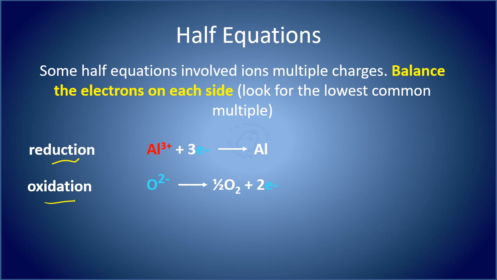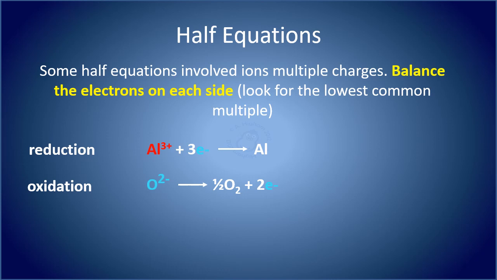However, when you've got multiple ions, say in this instance a 3+ and a 2-, it might be difficult to think of how to balance them. So what I've suggested is that you look for the lowest common multiple, and it's the lowest common multiple of the electrons. So we're going to balance the electrons. We've got 2 electrons there and 3 electrons there. And if your maths and my maths is any good, the lowest common multiple of 3 and 2 is 6.